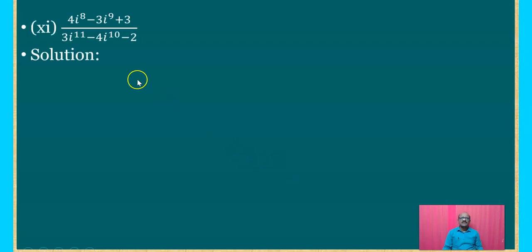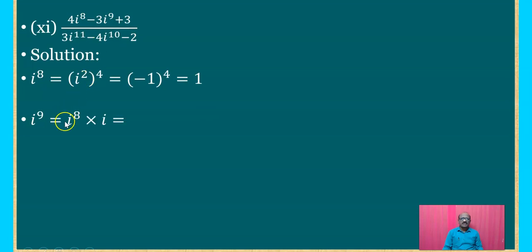Now the next is 4 i raised to 8 minus 9 i raised to 9 plus 3, upon 3 into i raised to 11 minus 4 into i raised to 10 minus 2. i raised to 8 means what? i square, and it's a bracket raised to 4. i square is minus 1. Minus 1 bracket raised to 4 means what? 1. Next is i raised to 9, can be written i raised to 8 into i. But i raised to 8 is 1, we have already done here. 1 into i, that is i.